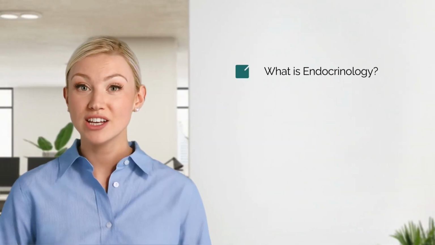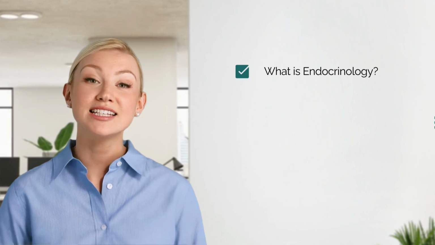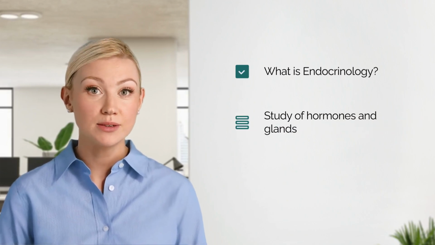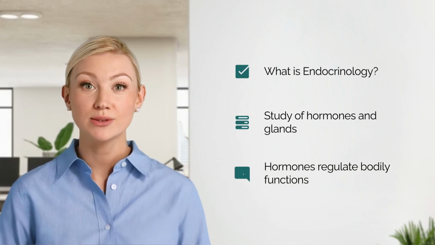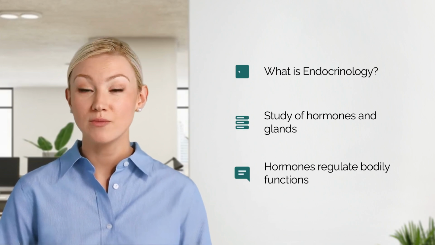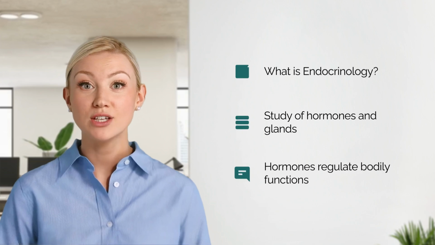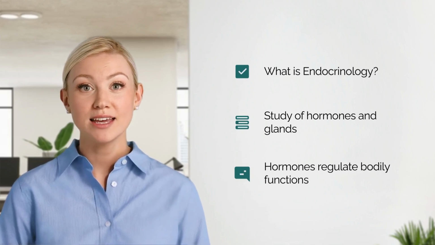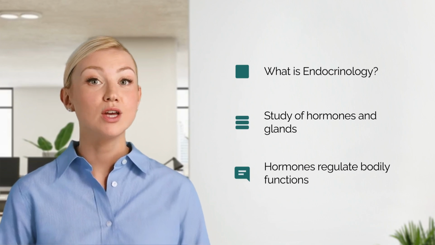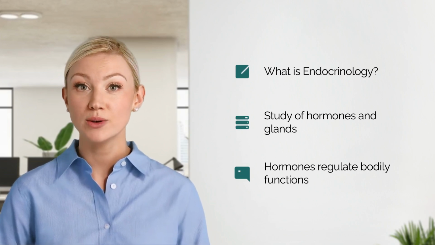What is endocrinology? Endocrinology is the study of hormones and the glands that produce them. Hormones are chemical messengers that travel through the bloodstream to target organs and tissues where they help regulate a wide range of bodily functions. Unlike the nervous system, which uses electrical signals for quick responses, the endocrine system works through slower but longer-lasting hormonal signals.